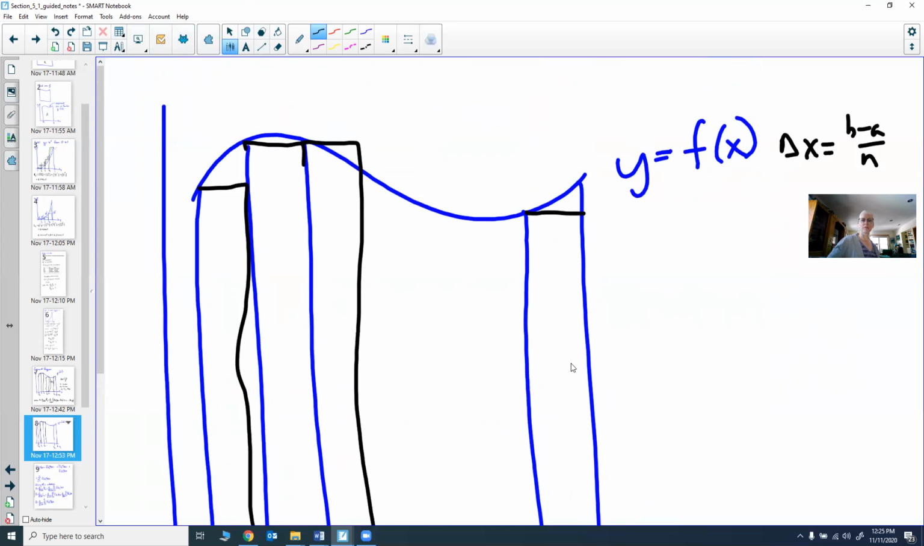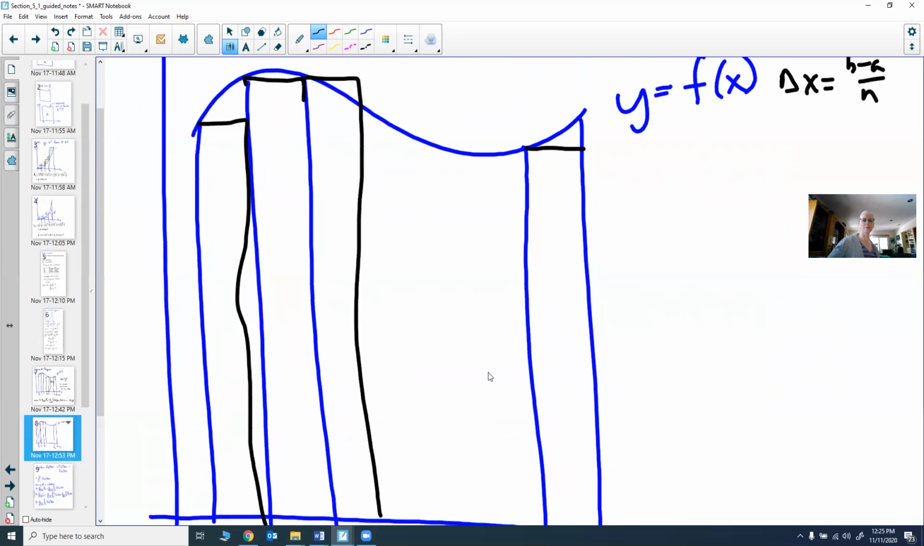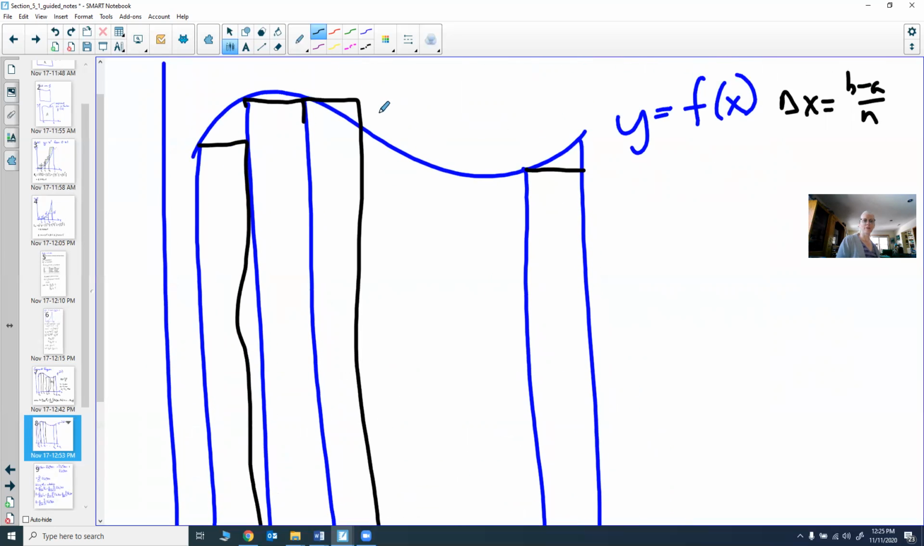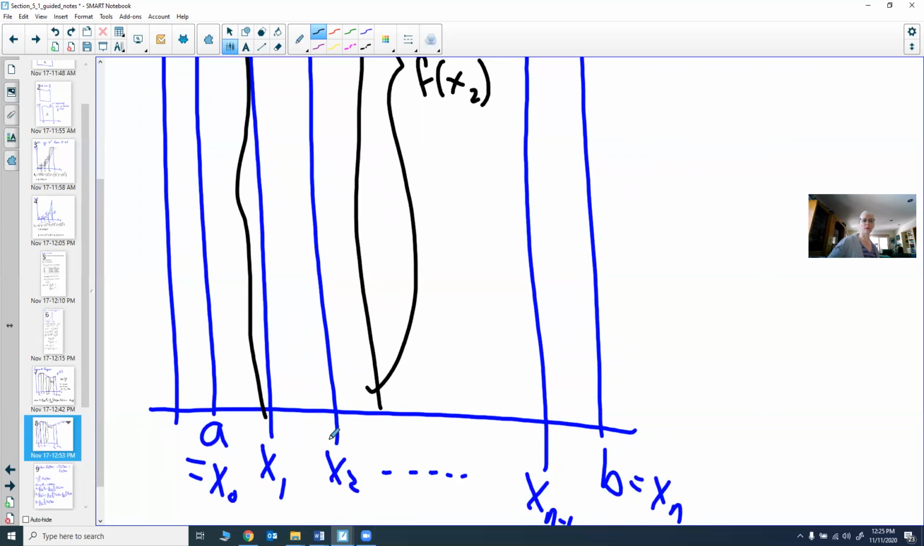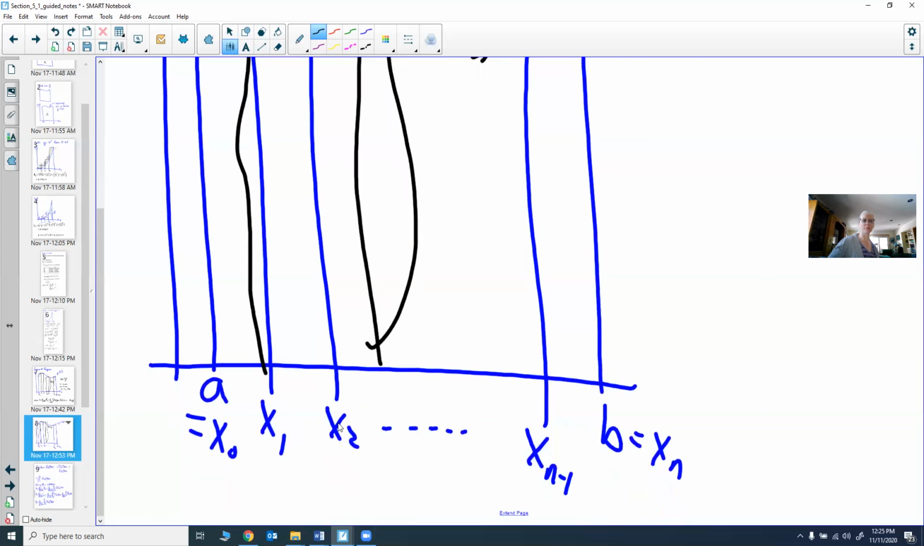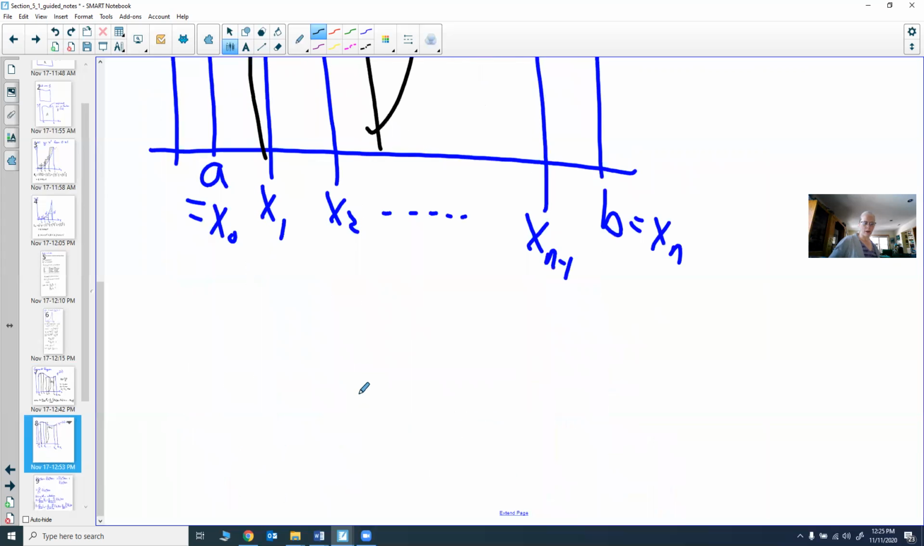So there's those, and again, your same functions. Your heights are still the same. The height of this function here would be f of x sub 2, because you used the left endpoint, and that left endpoint is x sub 2. And again, you could find that area.